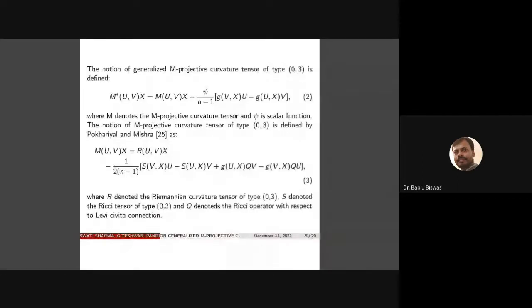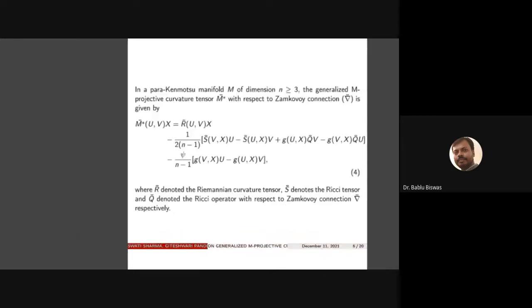The notion of generalized M-projective curvature tensor of type (0,3) is defined in equation 2, where M denotes the M-projective curvature tensor and psi is a scalar function. The M-projective curvature tensor of type (0,3) is defined by Pokhariyal and Mishra in 25 and given in equation 3, where R denotes the Riemannian curvature tensor of type (0,3), S denotes the Ricci tensor of type (0,2), and Q denotes the Ricci operator with respect to the Levi-Civita connection.